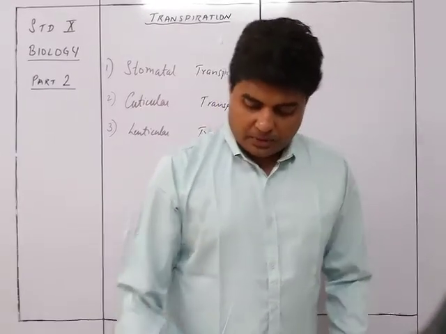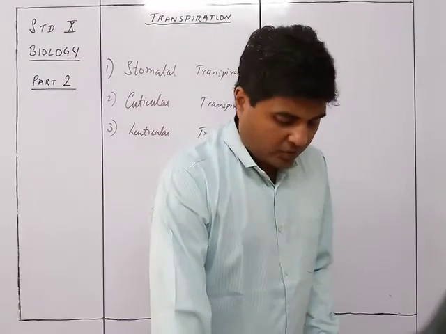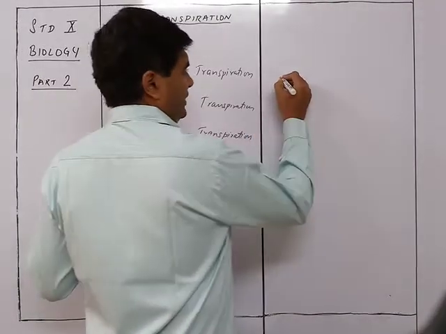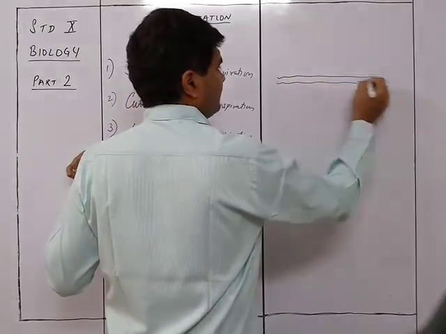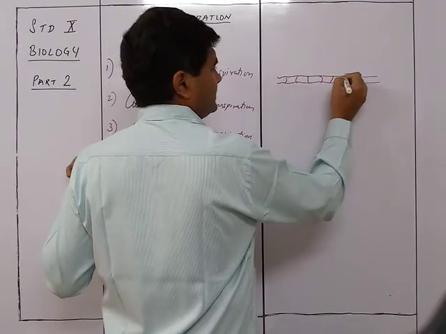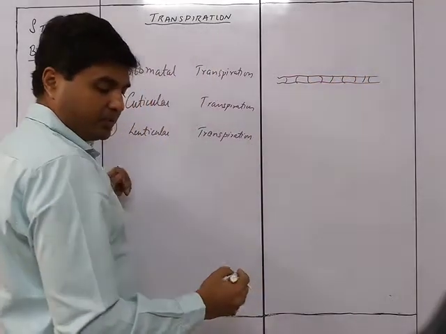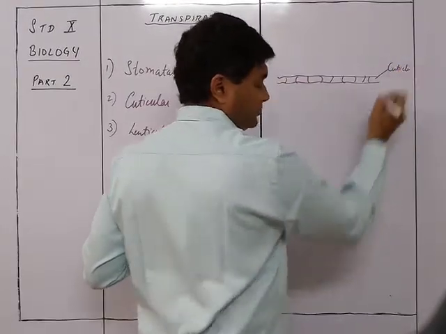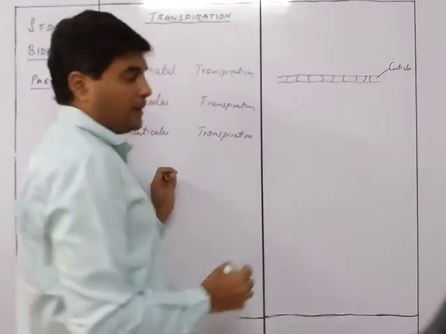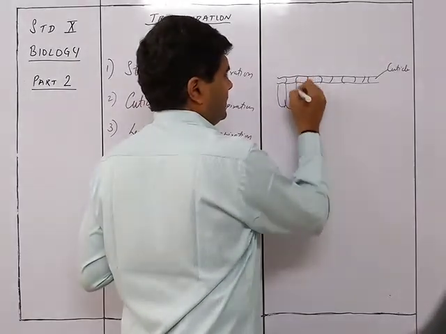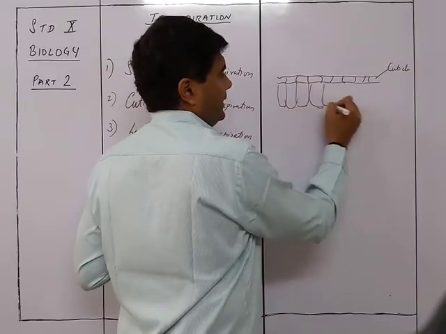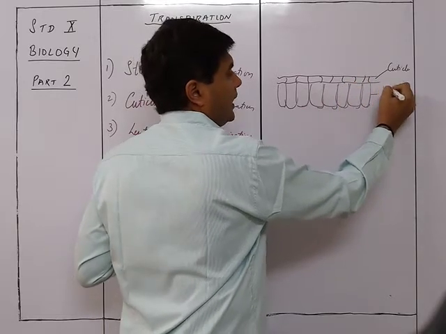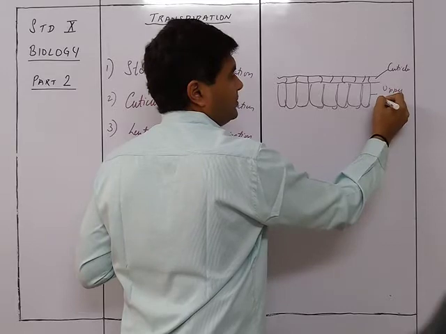When we are talking about the stomata, we have to understand the surface of the leaf. First there is the upper layer of the surface, called the cuticle. Below this cuticle is the upper epidermis. These are the bigger cells over here, and these cells are called the upper epidermis.